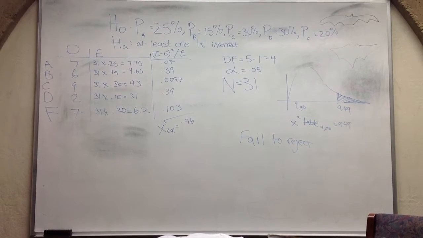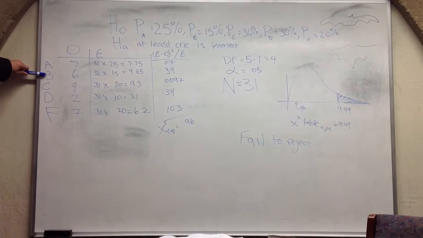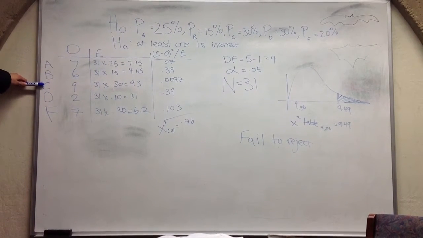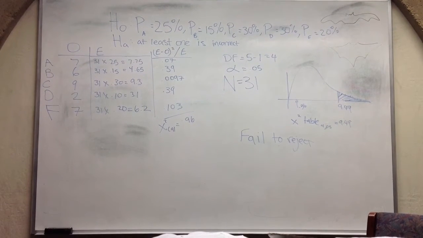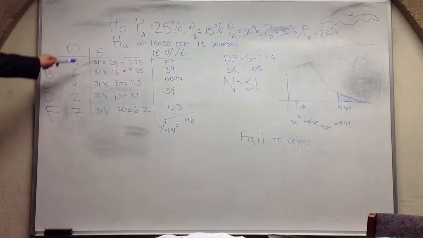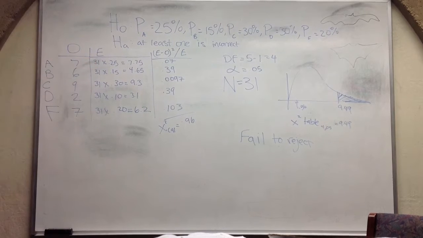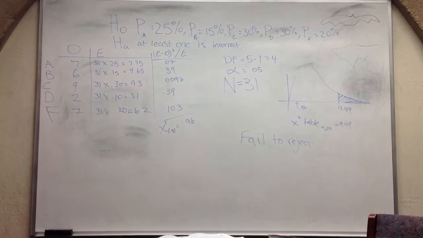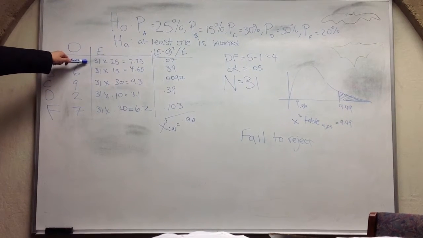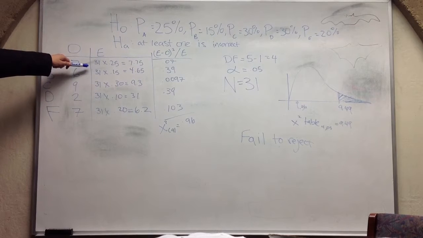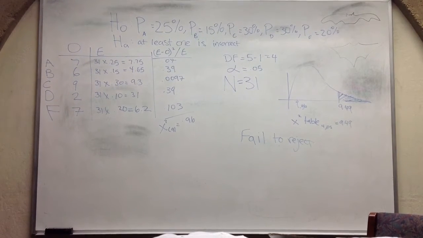Alright, so our observed values: 7 students with A's, 6 students with B's, 9 students with C's, 2 students with D's, and 7 students with F's. To find the expected value, you take the number of students in the class and multiply it by the percent of students that have that grade. So for A, you do 31 times 0.25, because 25% of the students have A's, you get 7.75. You keep following that pattern and you get 4.65, 9.3, 3.1, and 6.2.